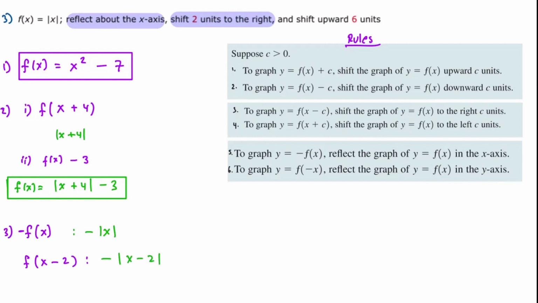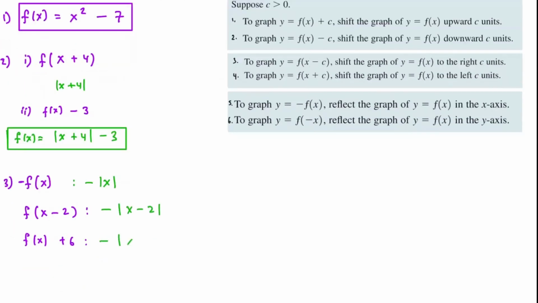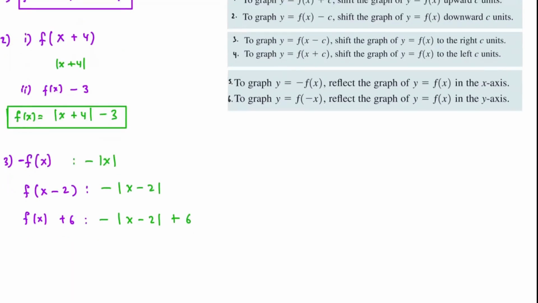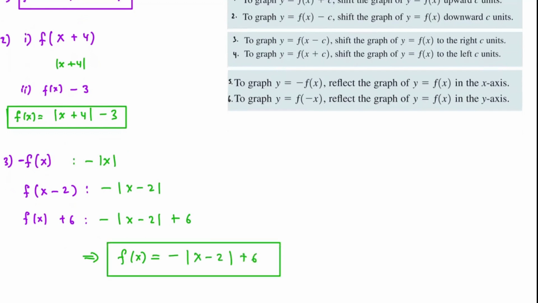And lastly, we're going to shift up 6 units, again picking up from the previous step. We take that result, call that f of x, and then go up 6 units, so plus 6. Here I'm using rule number 1. So I take my previous result, negative absolute value of x minus 2, plus 6, and that is our final equation. We can say our transformed graph is f of x equals negative absolute value of x minus 2 plus 6. That will be the resulting equation.